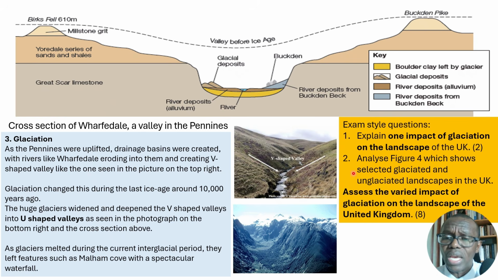Then another one here was an 8-mark question, and this one was to analyze a figure which showed selected glaciated and unglaciated landscapes in the UK. Assess the varied impact of glaciation on the landscape of the United Kingdom. This question did have information showing different impacts, so you look at those different impacts of glaciation, talk about each of them, and then decide which one is the most influential in creating the landscapes here in the UK.